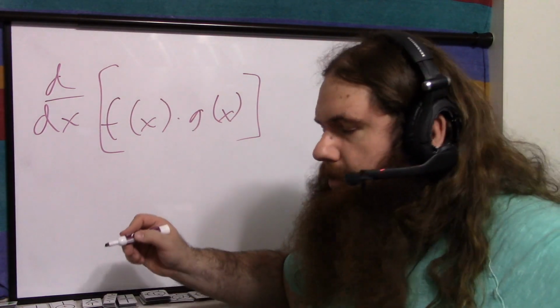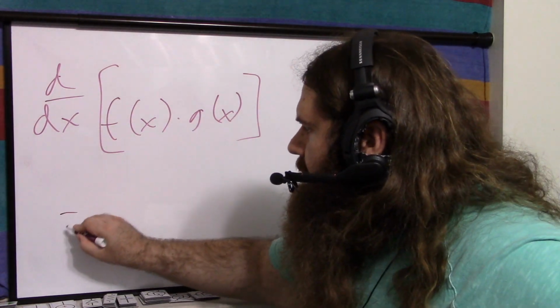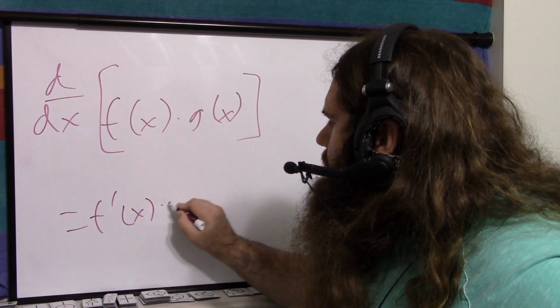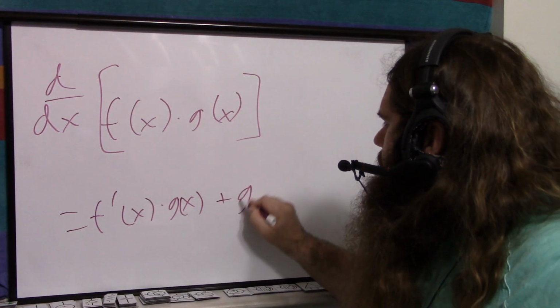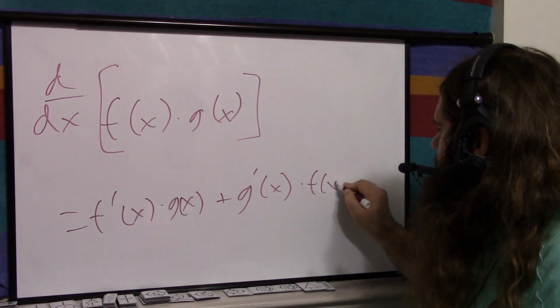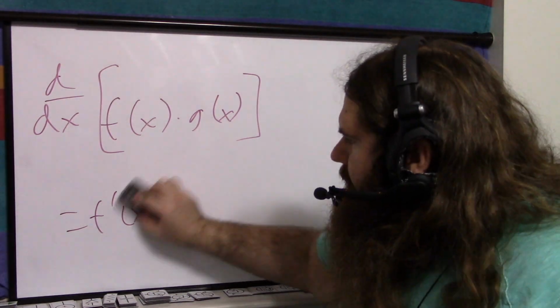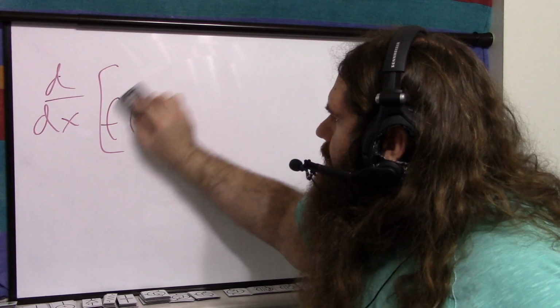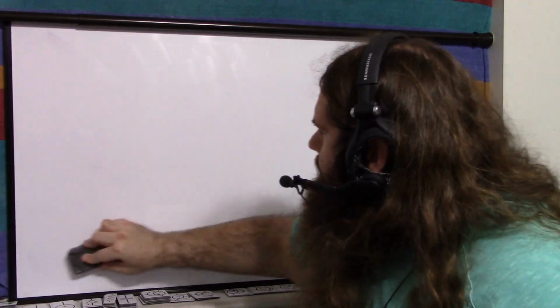So if you don't care about the proof, then just look up the rule, but it's f prime of x times g of x plus g prime of x times f of x. That's the answer. You're done. But let me show you this neat proof. I'm not going to go over any of the other rules. Just look them up. I just like this one.